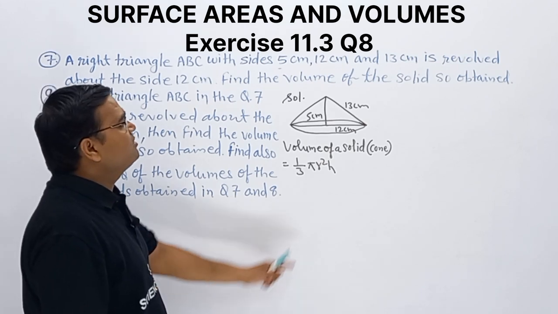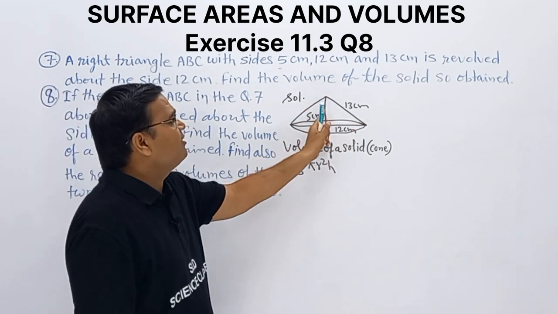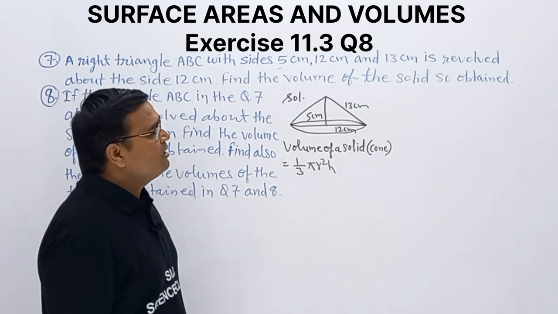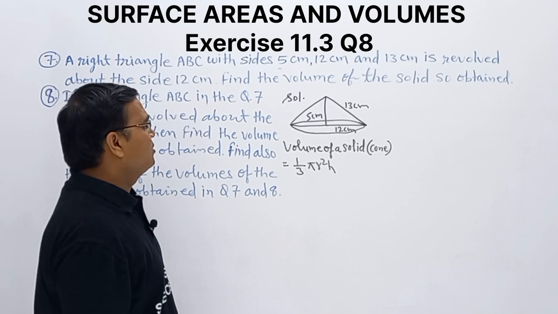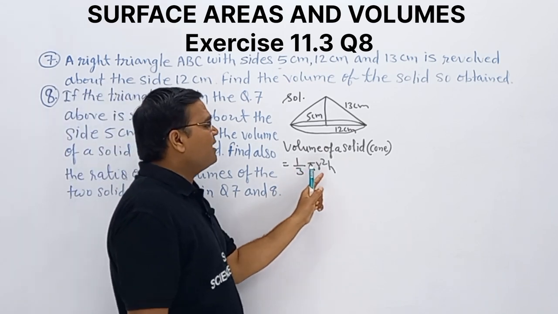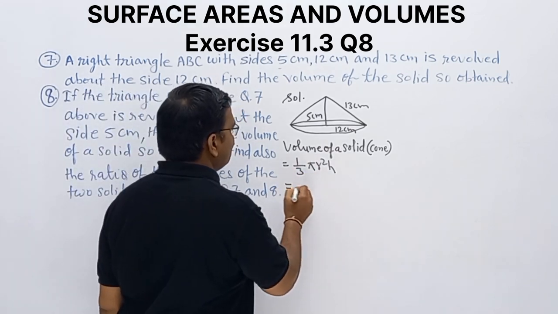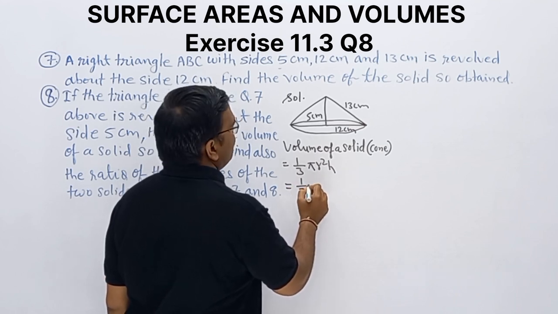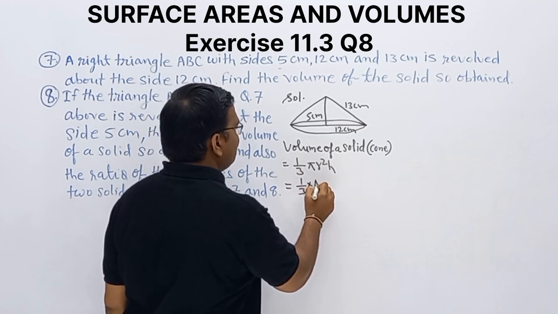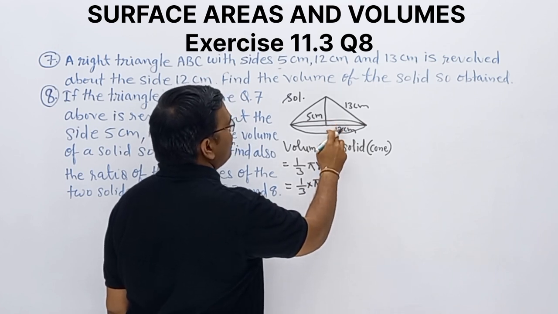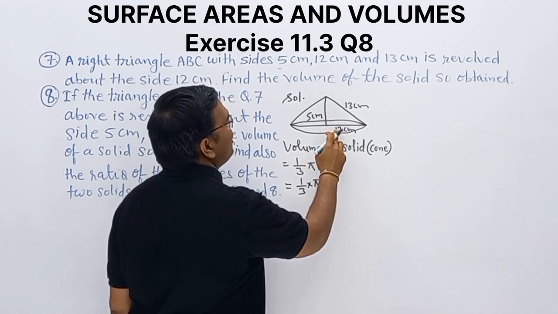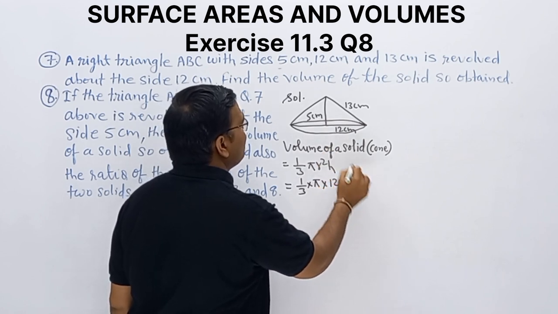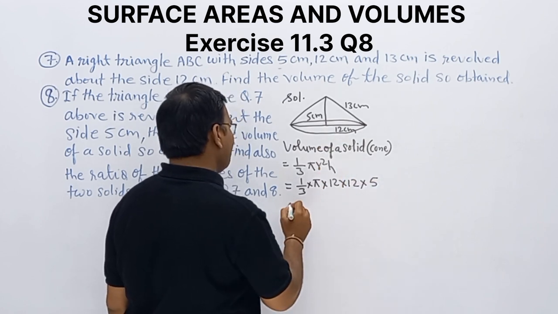Once we revolve this right triangle about the 5 centimeter side, we get a solid, and that solid is a cone. So the volume of a cone is 1/3 pi r square h. Putting the values, we get 1/3 into pi into r squared, where r is the radius of the base of the cone, 12 centimeter, so 12 into 12, and the height is 5 centimeter. Clear? Solve this one.